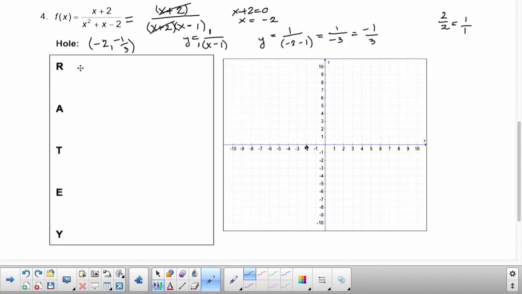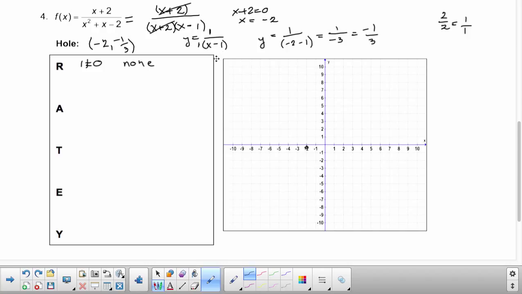Let's see where our roots are. Well, I go to my simplified form at this point, not our original, because we can gather information more easily from this simplified form. And I set my numerator equal to 0. Oh, but I can't. 1 cannot equal 0, so that indicates to me that there are no roots.